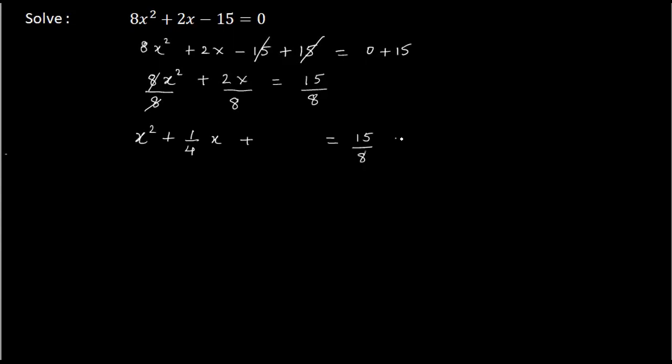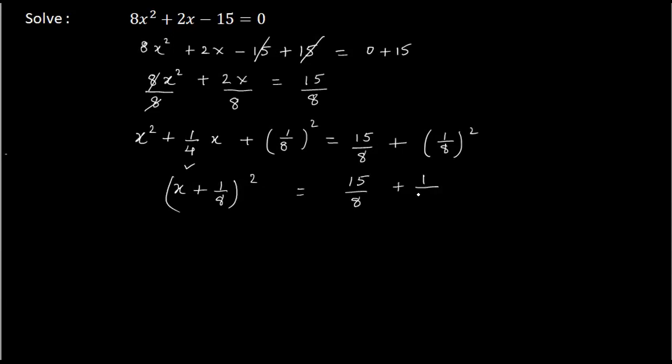Now again the important step comes. The coefficient of x is simply 1 over 4. So add the square of half of the coefficient of x. Please remember the coefficient of x is 1 by 4. So half of the coefficient of x is simply 1 over 8. So add the square of 1 over 8 on both sides. Now our left hand side becomes x plus 1 over 8 whole square and the right hand side can be written as 15 over 8 plus 1 over 64.